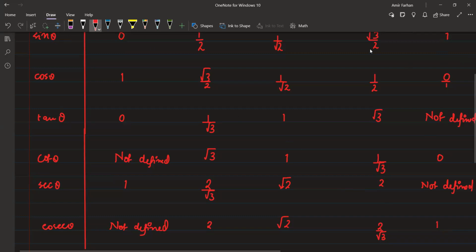Reversing the value of sine, you get cosec. Reversing the value of tan, you get cot. Reversing the value of sec, you get cos. Not defined, 2, root 2 is already there, root 2, 2 by root 3 and 1. So there are so many things to link them up. I hope it's clear to you. Please let me know, everybody.